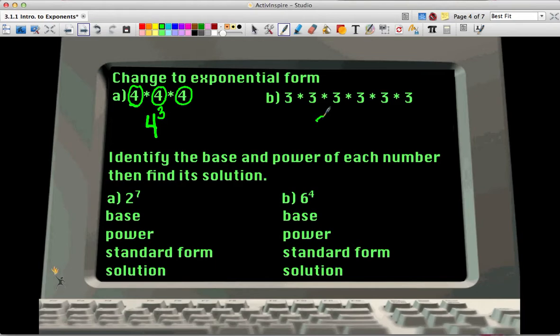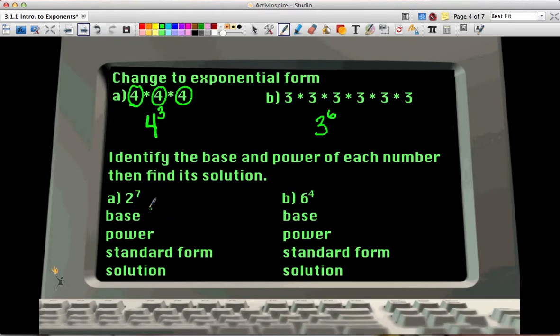All right, so your base in this case is 3, that's what's being multiplied, and you have 1, 2, 3, 4, 5, 6 of them, so it is 3 to the 6th power. Okay, so that's just changing it to exponential form. Now we're going to take a number that's in exponential form, we're going to find the base, the power, we're going to write it in standard form, and we're going to find the solution. Okay, these two things are completely different. So standard form is when it's written as a multiplication problem. Exponential form is when it's written with exponents, and the solution is the answer to this.